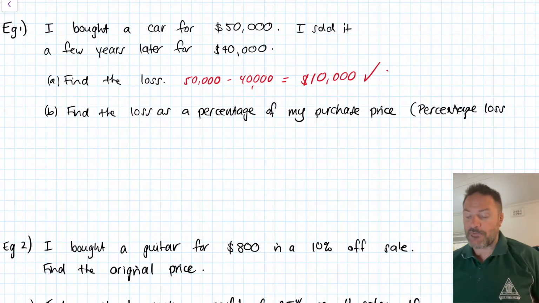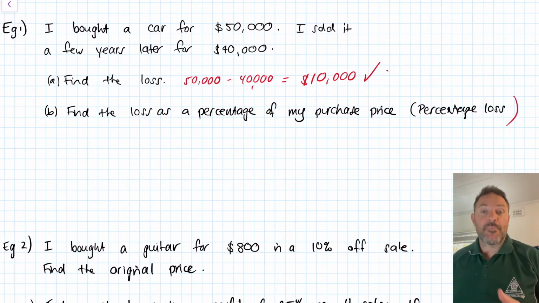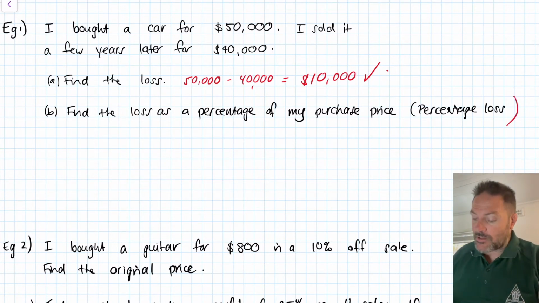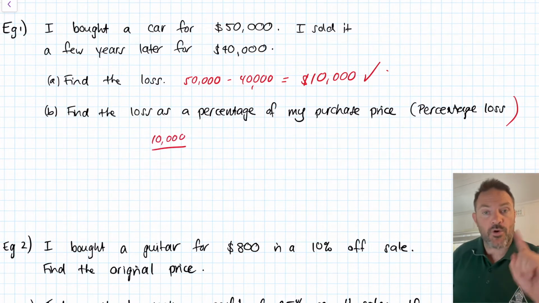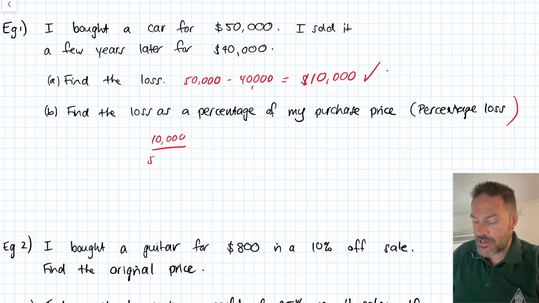$10,000. Okay, pretty straightforward. That then says to find the loss as a percentage of my purchase price, i.e. find the percentage loss. Okay, well my loss of course is $10,000. I'm going to put it over the original amount, always the original amount unless otherwise stated. Put over 50,000 and times it by 100.